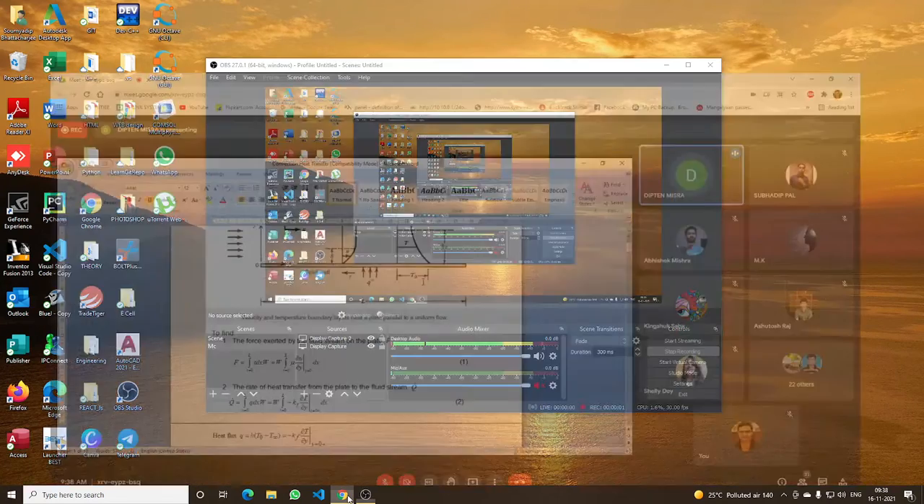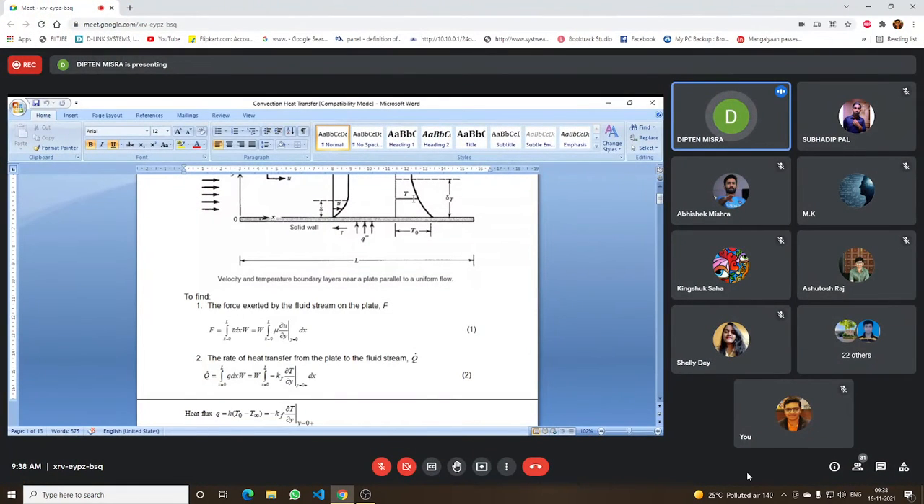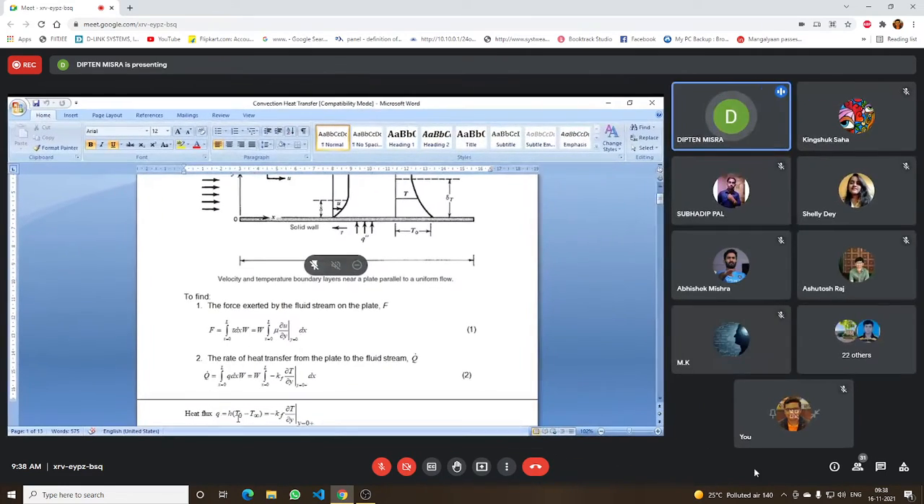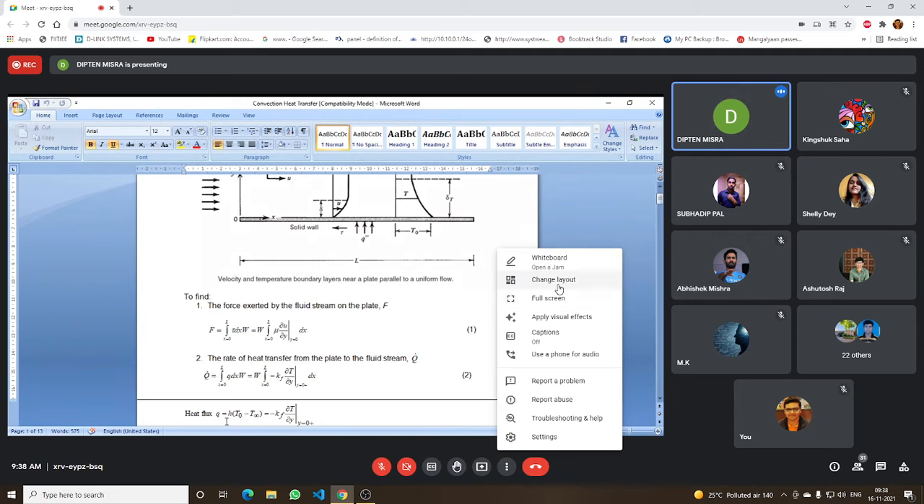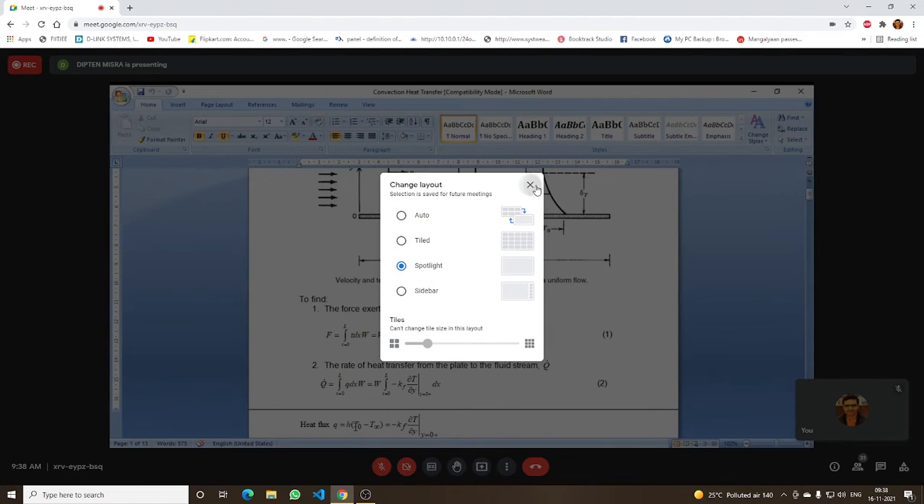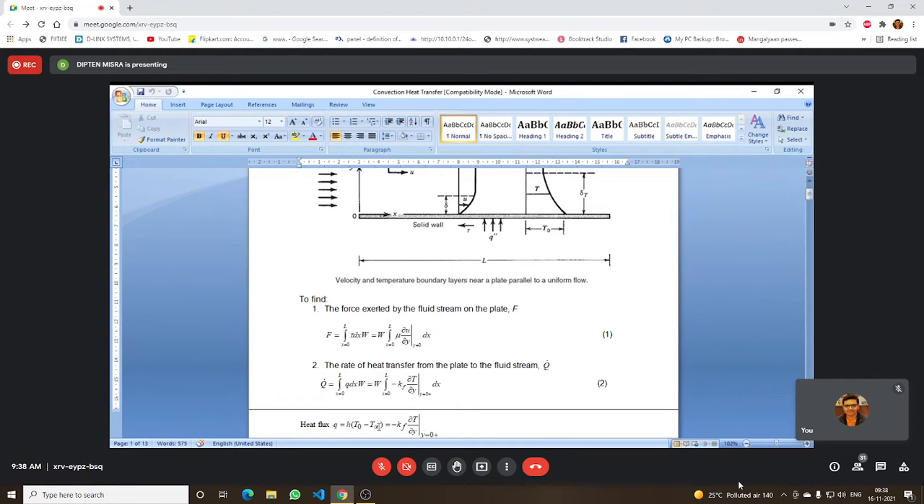The plate temperature is T0 and the fluid temperature is T infinity. Free stream temperature is T infinity. So what is the rate of convective heat transfer from the hot plate to the fluid? That we know by Newton's law of cooling. It is equal to Q = h times (plate temperature minus free stream temperature).